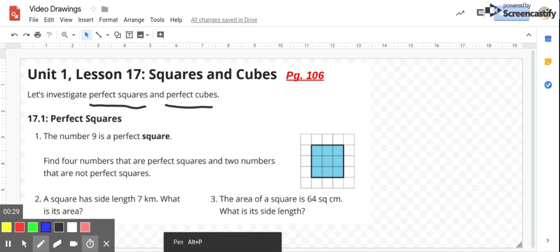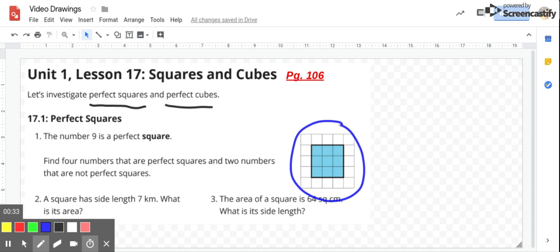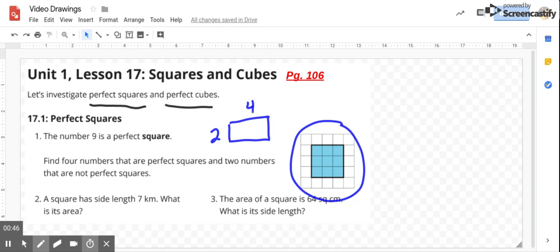And the reason 9 is a perfect square is, do you see how this figure right here makes a perfect square? It's made up of squares, but it makes a square. It's not a rectangle like a 2x4. That's not a perfect square. This is a perfect square. And the reason we know the number 9 is perfect is because there are 1, 2, 3, 4, 5, 6, 7, 8, 9 little squares for the area there. So 9 makes a perfect square.